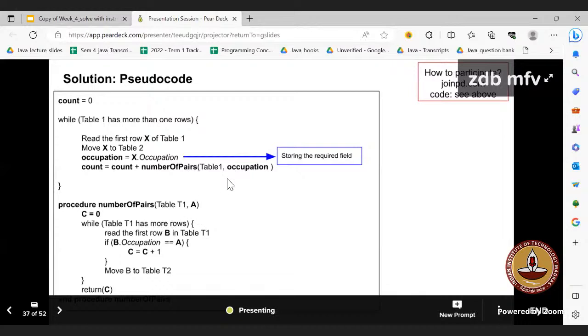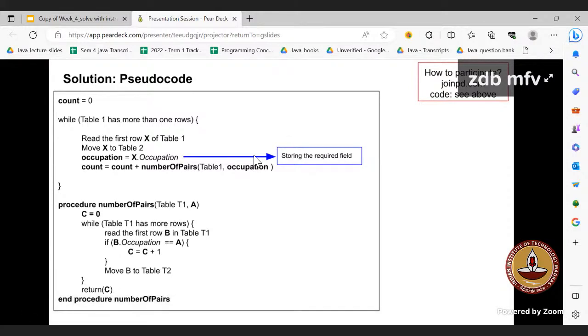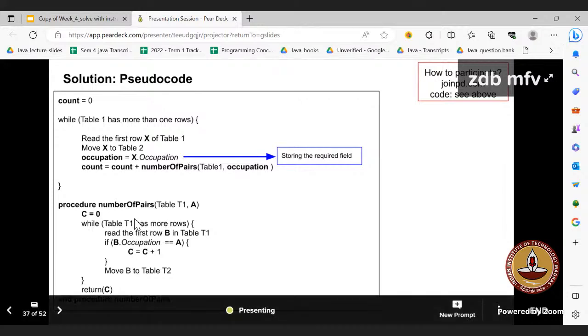What is A holding? A is equal to occupation. Whatever the value of occupation we pass will be stored inside A. I am asking, instead of A, can we write occupation? Everywhere A should be replaced, A should not be there. Yes, in the procedure, everywhere A can be replaced by occupation. That can be done.